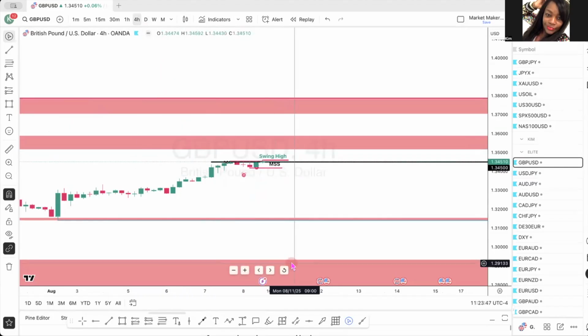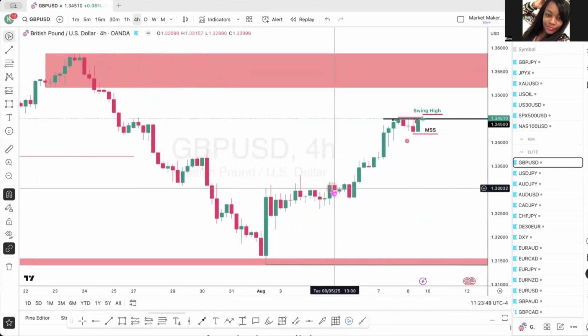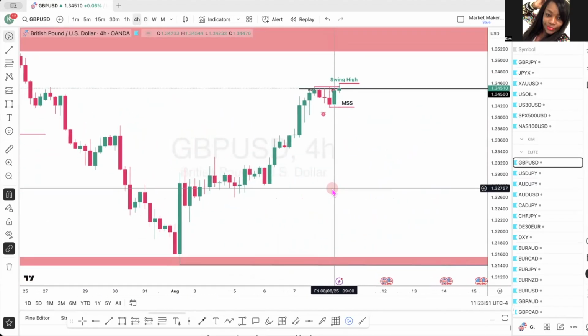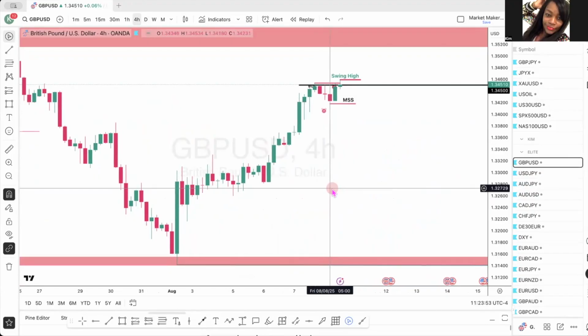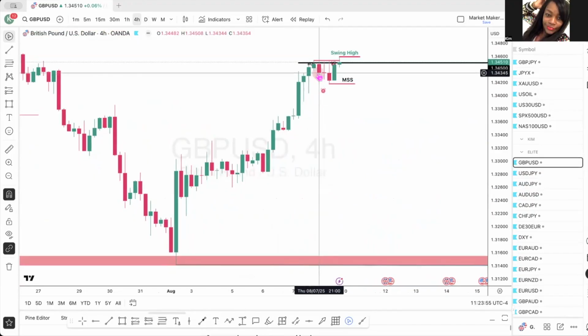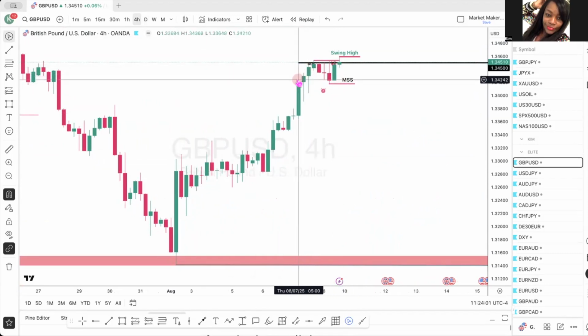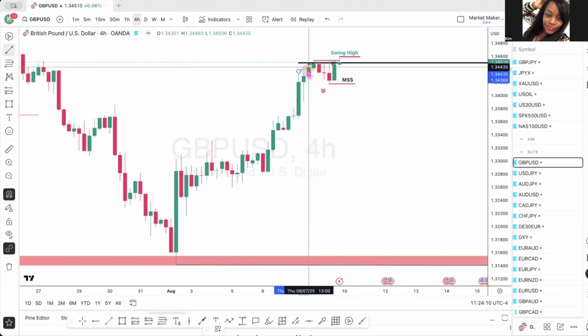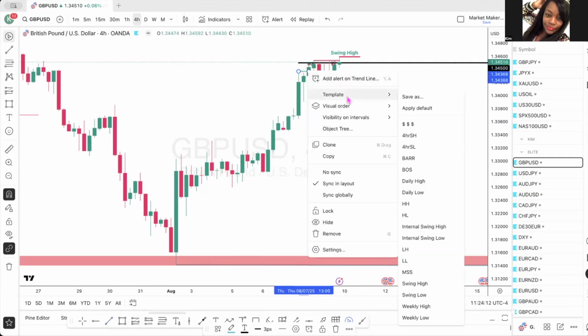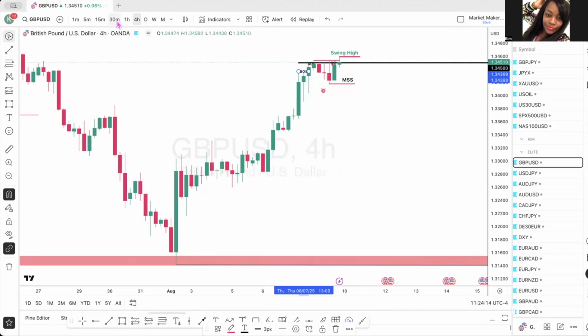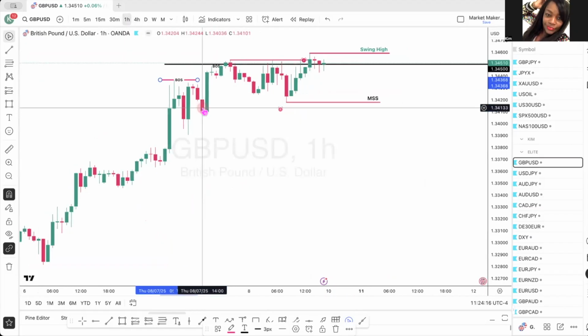So if I go to my 4 hour, I then look at my structure. Here you can't really see the structure, but because I know that this wick pushed up, pushed back, and then these candles started pushing up, I know that this is my 1 hour break of structure. I'm just going to go down to the 1 hour so you can see it.